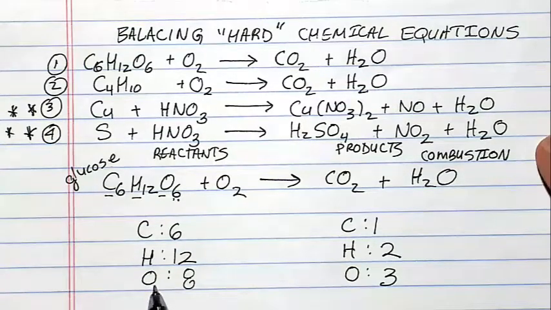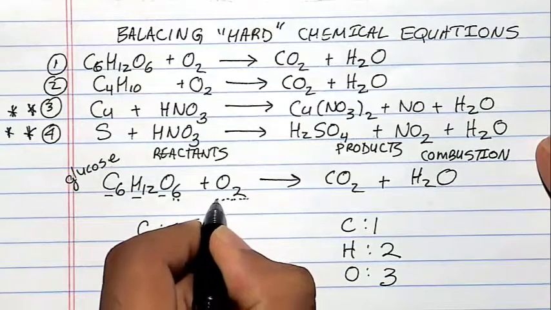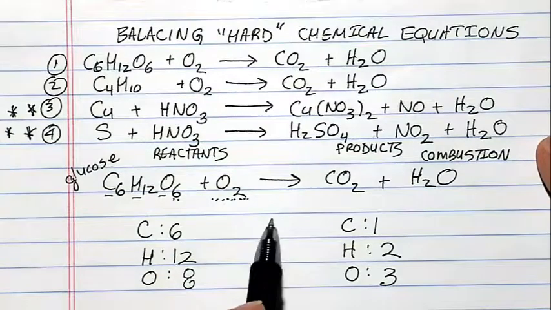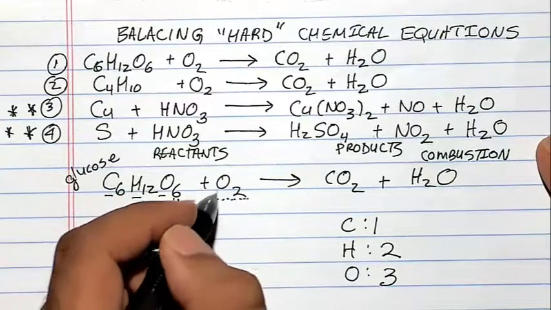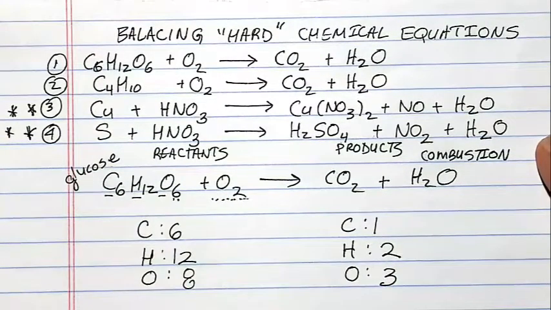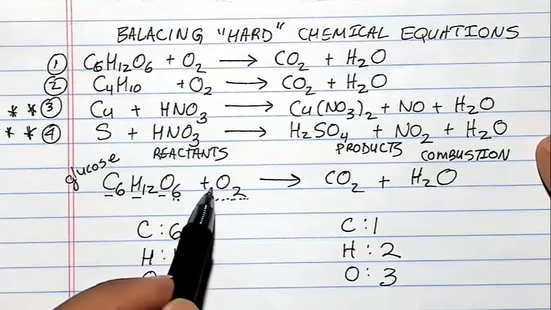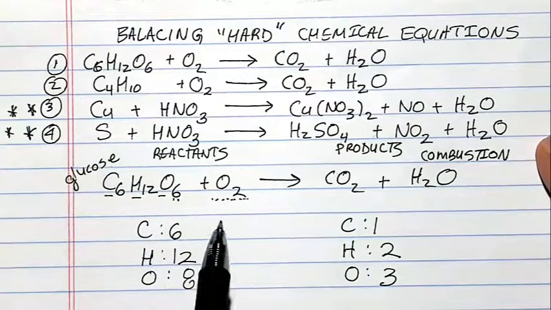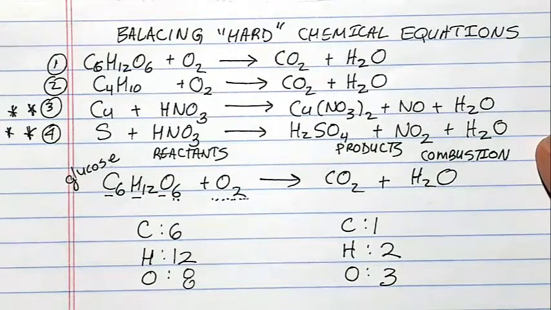What I usually like to do is to balance the loner last. So the loner here is oxygen. That's all sitting by itself. So you can balance everything else, and whatever oxygen is left over, you can just put it here. Nothing else gets affected because there's no other covalent bond with oxygen. It's not covalently bound to any carbons or hydrogen. So usually you'd like to balance your loner element or loner molecule last. All right. So let's do that.